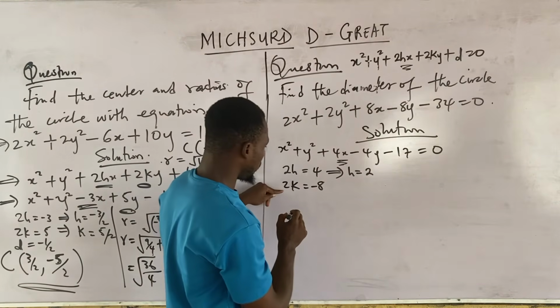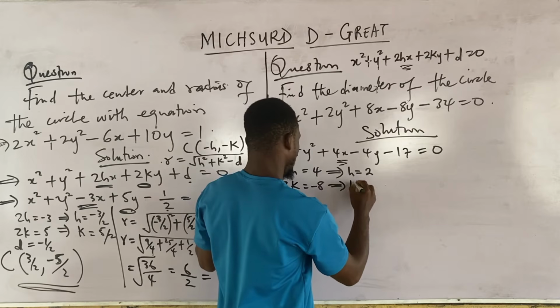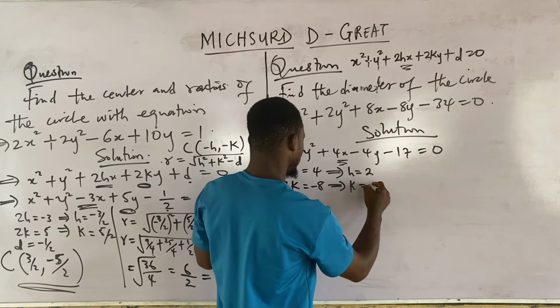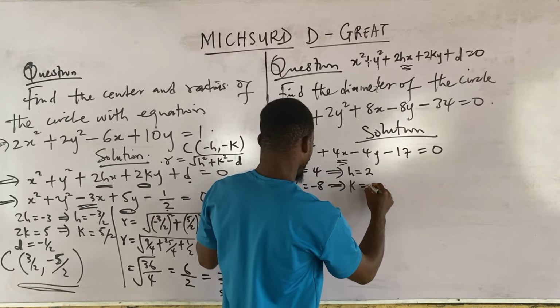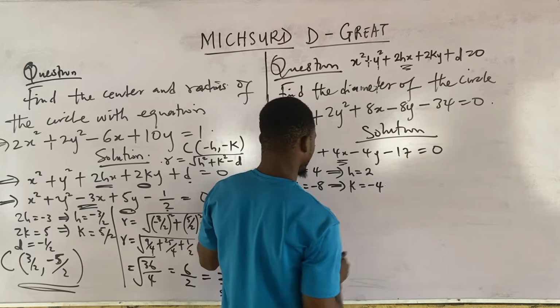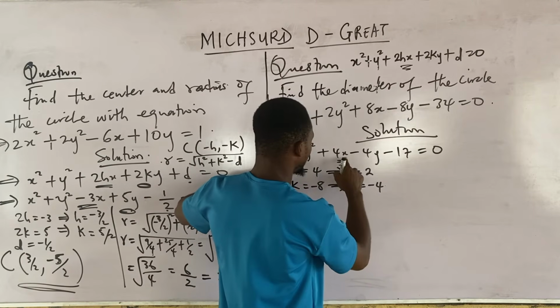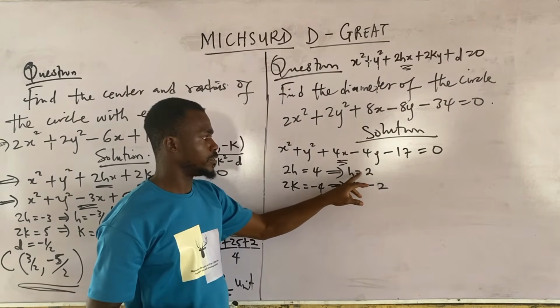8. So if we divide through by 2, we'll be having that k is equal to minus 2. Okay, sorry. K is minus 2, h is what?